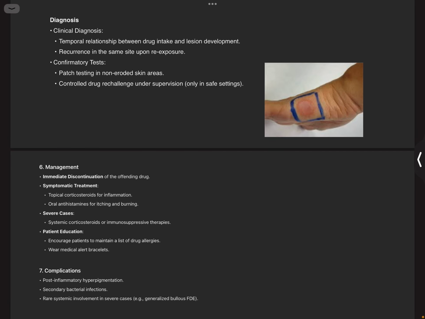Related to diagnosis, clinical diagnosis depends on the temporal relationship between drug intake and lesion development, and the recurrence at the same site upon re-exposure. For confirmatory tests, we can do patch testing in a non-eroded skin area and a controlled drug rechallenge under supervision.